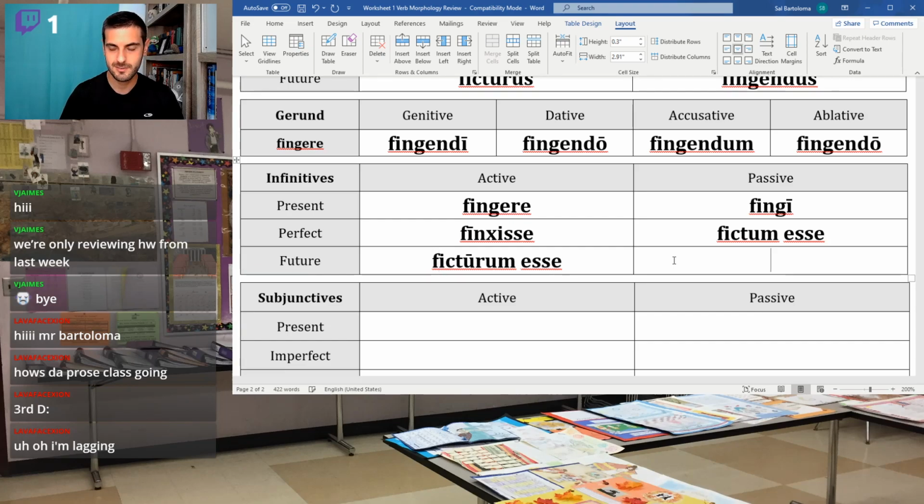And then over here, to be quite honest, most of the time I will probably just fill this one in for you because it's so weird. Fictum ire. It's always the fourth principal part, ending in um, plus this weird word ire after it.